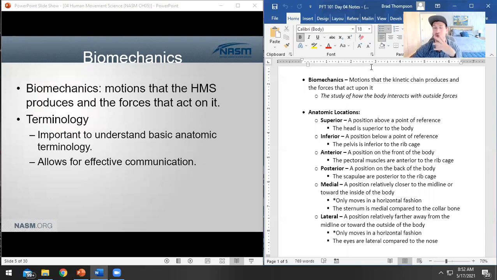Again, how do my muscles generate 10 pounds of force to raise a 10-pound dumbbell? How do I grab a doorknob and contract muscles to create supination so that I can open that doorknob? Or if that doorknob's on backwards, pronation. So that's what we're looking at in biomechanics. It's the motions that we produce, but also the forces that are acting upon those motions.